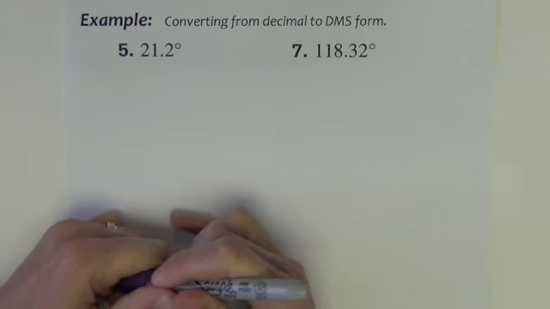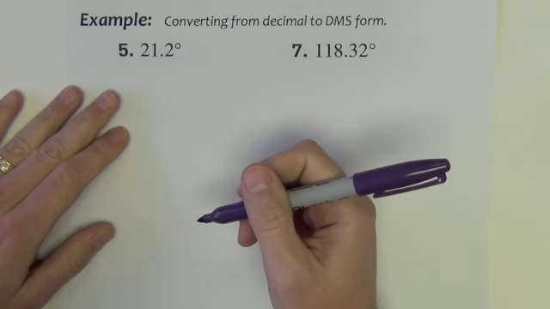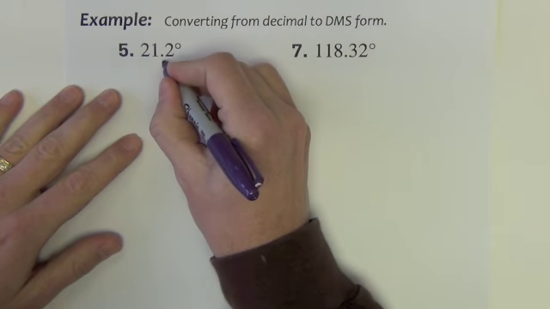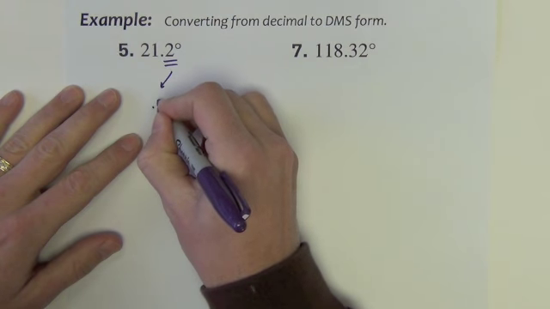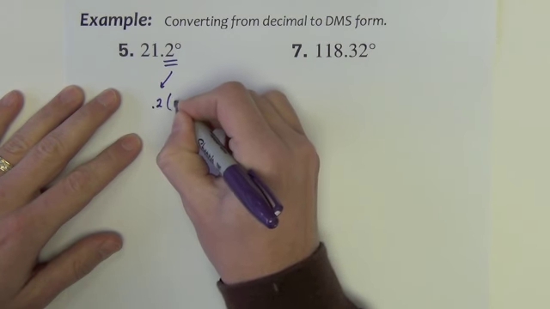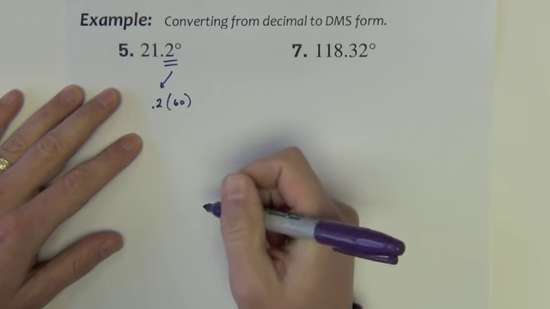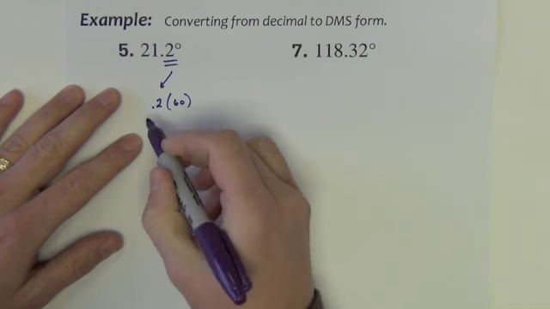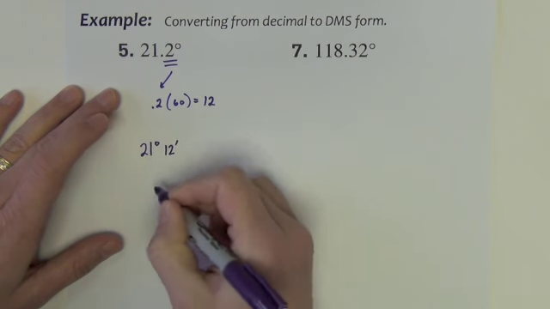So I start with 21.2 degrees. Now we just saw 0.2 in the last example, so we know that it's 12 minutes, but how do we get 12 minutes? I'm going to take the decimal part of this, the 0.2, and multiply it times 60. There's 60 minutes in an hour. This will tell me how many minutes proportionally is 0.2 of an hour. That would be 12 minutes. So this is 21 degrees, 12 minutes.